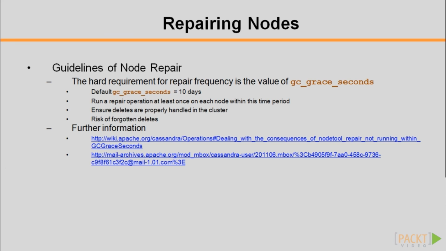Here are some guidelines for repairing nodes. First, the hard requirement for repair frequency is the value of gc_grace_seconds, 10 days by default. We should run a repair operation at least once on each node within this time period. It ensures that deletes are properly handled in the cluster. Otherwise, you may have the risk of forgotten deletes. Please refer to the URLs below for the full details of forgotten deletes.